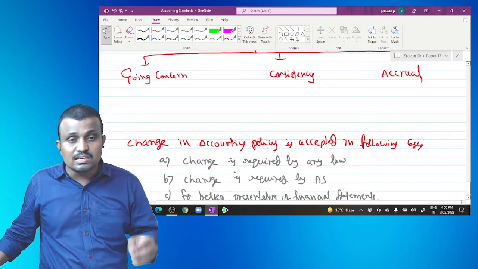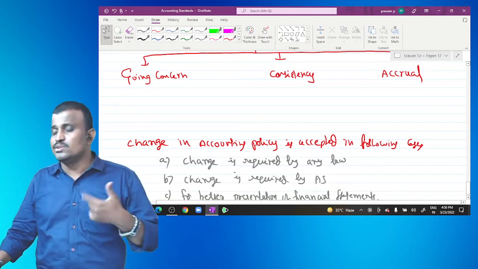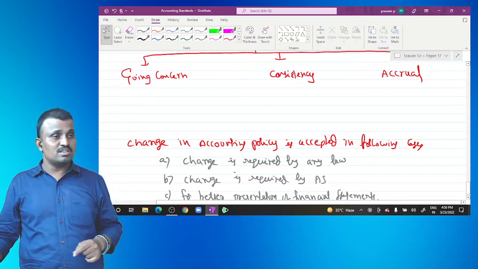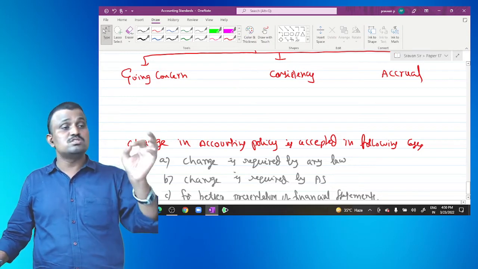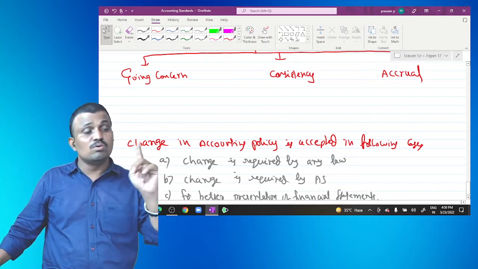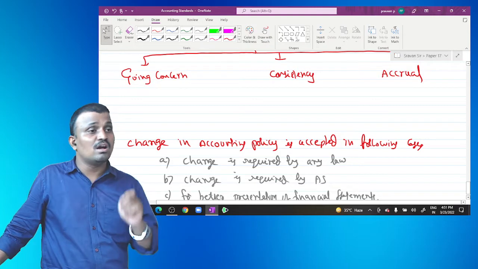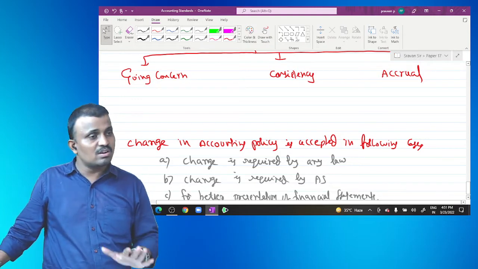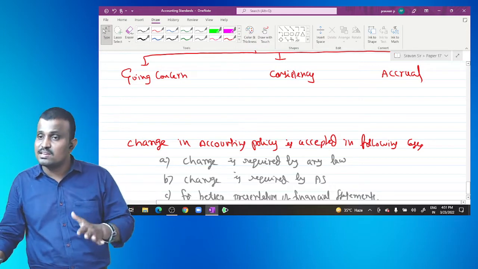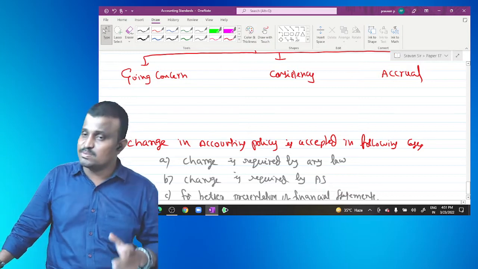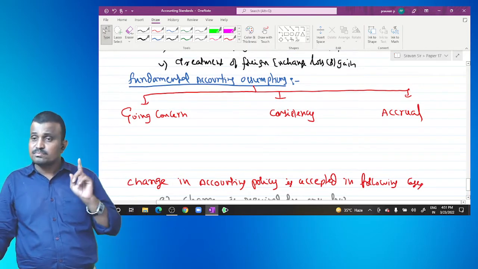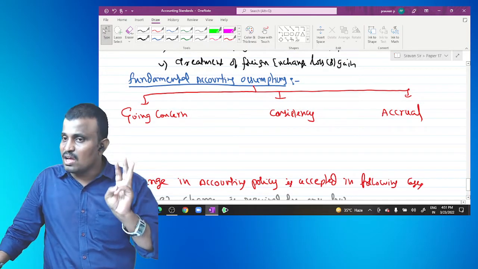Those transactions are recorded whether you receive the cash or not, whether you pay the cash or not. That's why, based on this concept only, we have prepaid, outstanding, receivable, and received in advance. These accounts are opened only because of one concept, that is called the accrual concept. We have to recognize all expenses and losses, incomes and gains as per the accrual concept only. These are the three fundamental accounting assumptions: going concern, consistency, and accrual.